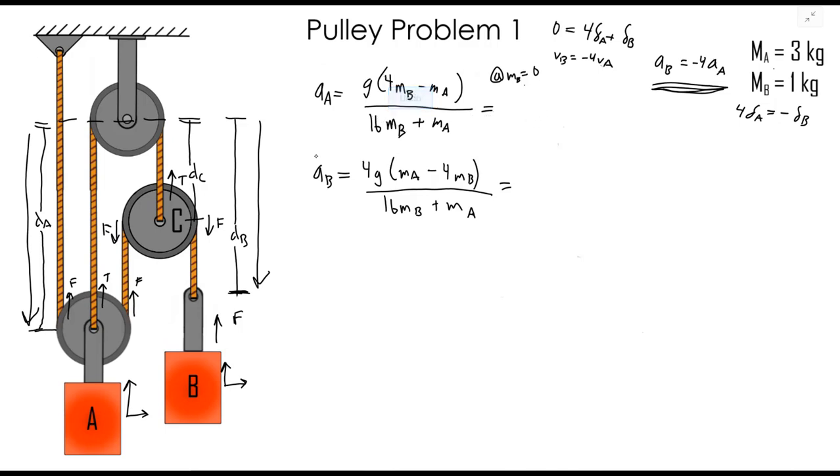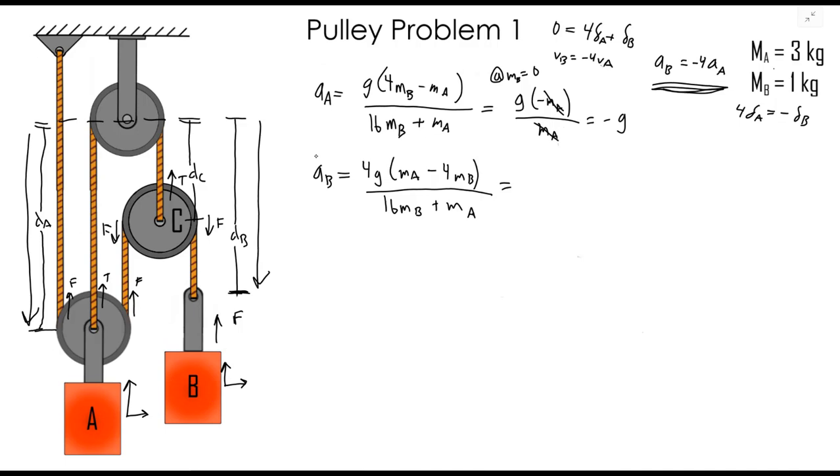So that translates to G times negative MA over MA. Masses cancel, and we literally get negative G, which is so cool in my opinion. Like, how is that not cool?